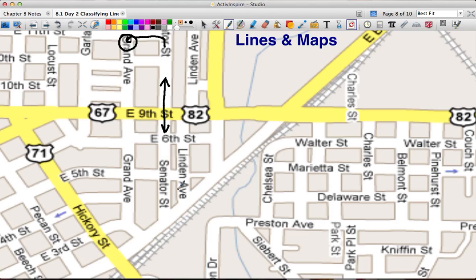However, if your friend lives on Linden Avenue and you are driving down East Street, you know that you can get to your friend's house because East Street and Linden Avenue do intersect.